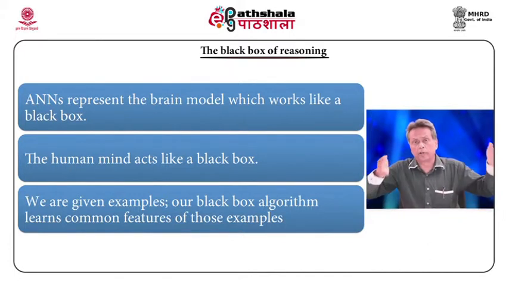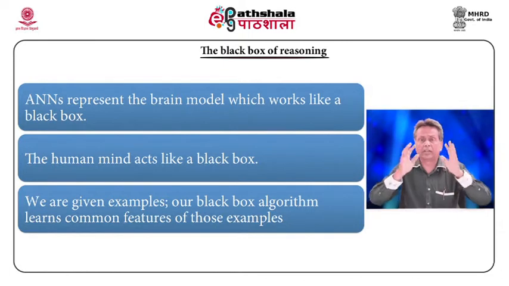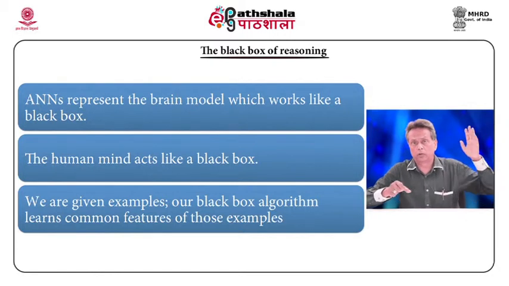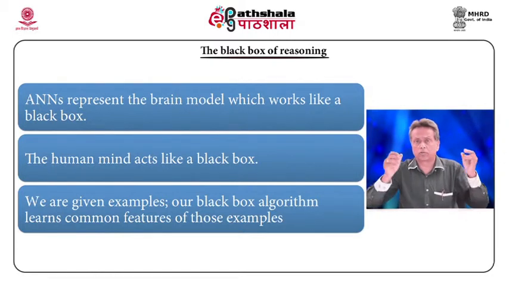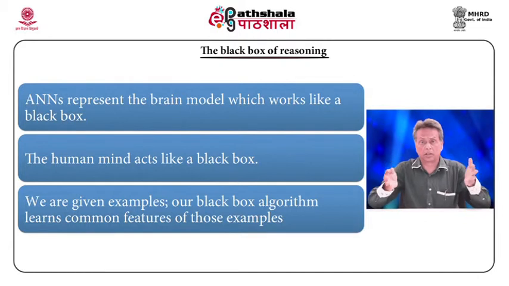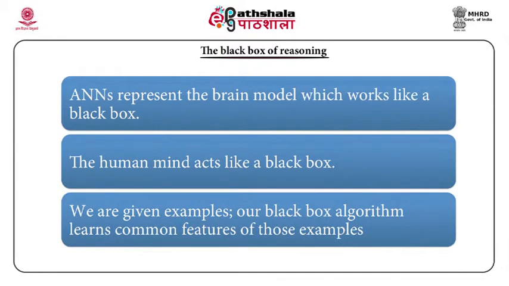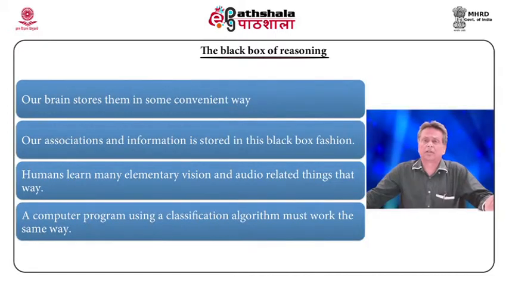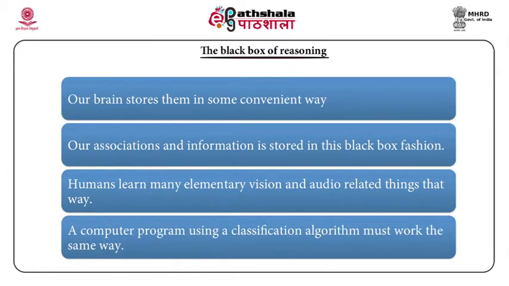We don't really know how these weights encode the knowledge, but somehow at the end these weights are able to recognize signature, finding out who the person is in the image and so on and so forth. They are able to do it, but we don't really know how it is being done, because it is encoded in the form of weights. That is why it is called the black box of reasoning. Our brain also works that way, it stores that information in some convenient form which is not known to any one of us. Okay. Most of the vision and audio related information is stored that way.